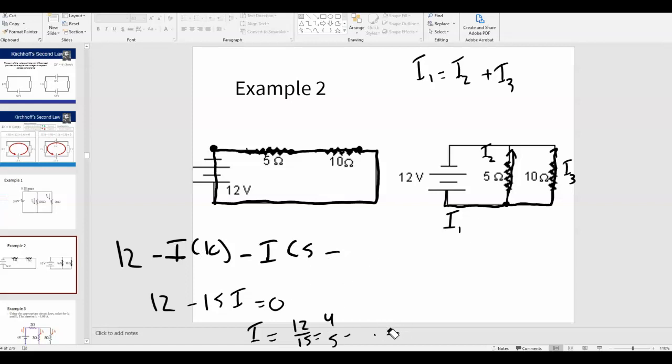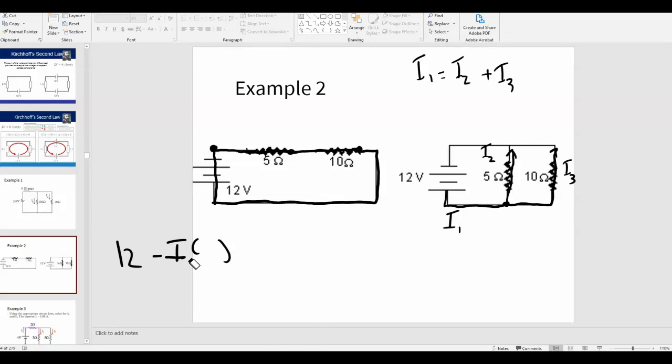So I'm going to erase this bit from the last problem. I'm going to make a loop starting at the top left because that's what I feel like doing. And I'm going to go down just like before. I go up 12 volts. There's nothing here for there to be a voltage drop. And let's say my first loop, I'm going to go up this way.